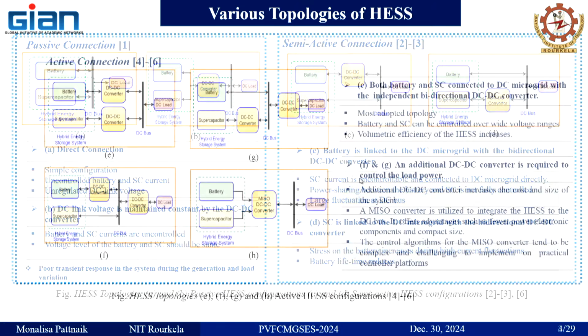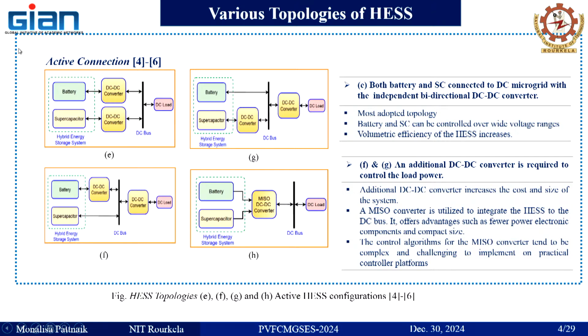So, we are going for the active topology. There are several topologies available in literature, but if you have already seen the architecture of the PV HESS based system and wind HESS based system, we are going for this active connection, where both battery and supercapacitor are connected to the DC bus through bidirectional DC-DC converters. That means we have better control here: both charging and discharging current of the battery as well as the supercapacitor can be controlled in a better way, and the DC bus can be regulated in a very efficient manner. So, the overall efficiency of the hybrid energy storage system increases.